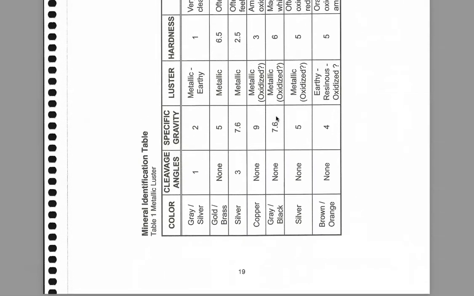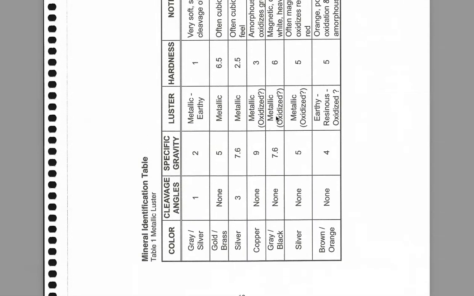I've gone back and forth with the lab company for 3 editions now. They keep making the unimportant bit, mineral identification table, in great big letters, and the helpful part, table 1 metallic luster, in little letters. Are we on table 1?